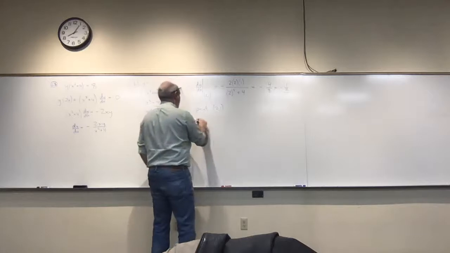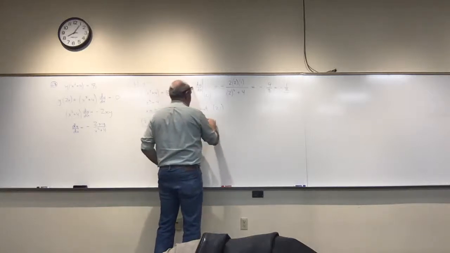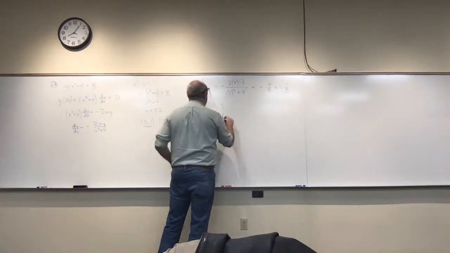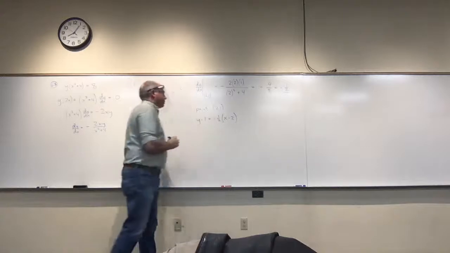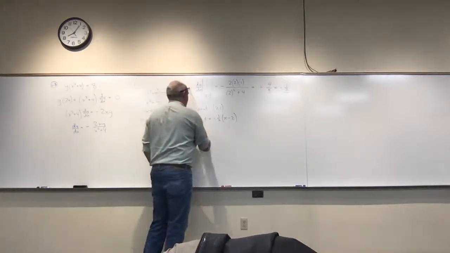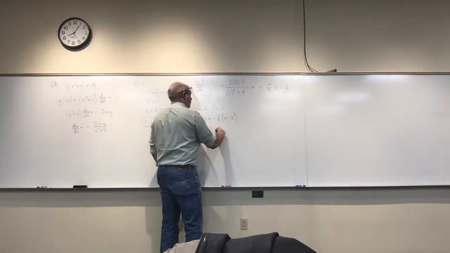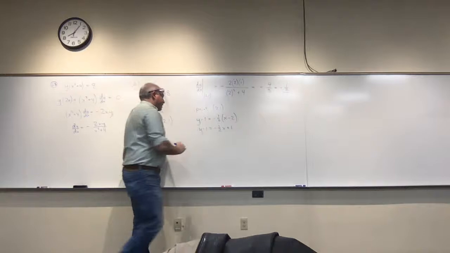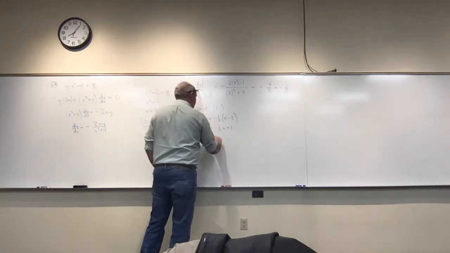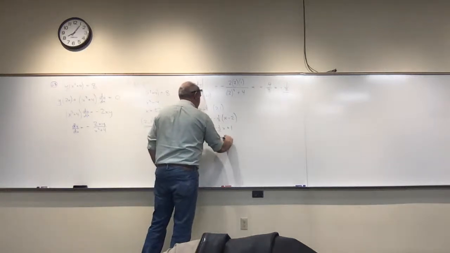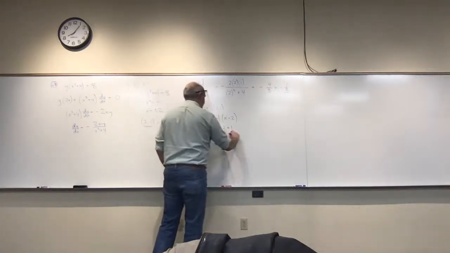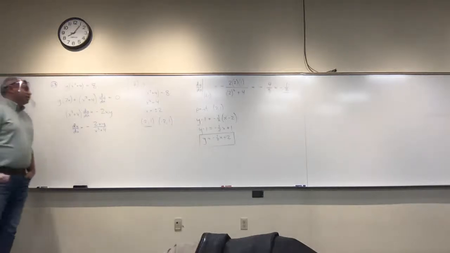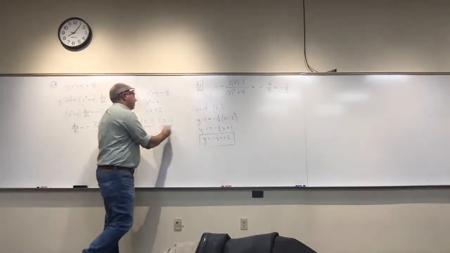I get y minus y1, which is 1, is equal to m, which is negative 1/2, times x minus x1, which is 2. And now I could solve that thing for y and get y minus 1 is negative 1/2 x plus 1. Add 1 to both sides, and I get that y equals negative 1/2 x plus 2. So that's one of them, correct? Now I've got to do the same thing with the point negative 2, 1.